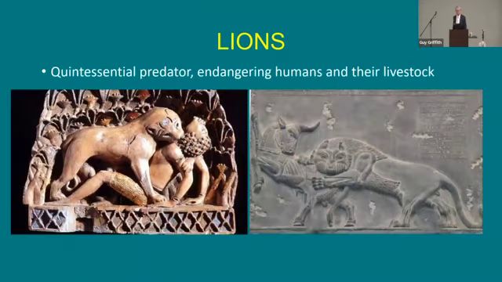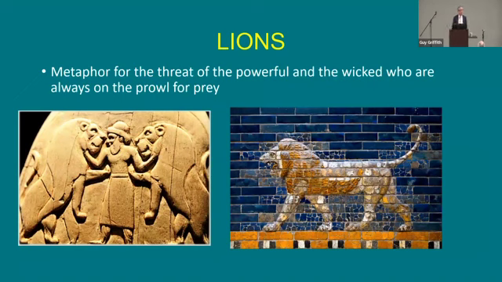First, lions. Lions are the quintessential predator seen as endangering human beings and livestock. So you see on the left side a Phoenician ivory of a lion biting a slave. And talk about curly hair, an Egyptian slave, an African slave. On the right side, you see a lion attacking livestock. These are extremely common images you find throughout the ancient Near East. The lion is a metaphor for the threat of the powerful and the wicked. Lions symbolize injustice. The lions are always on the prowl, so the wicked are always on the prowl for prey.